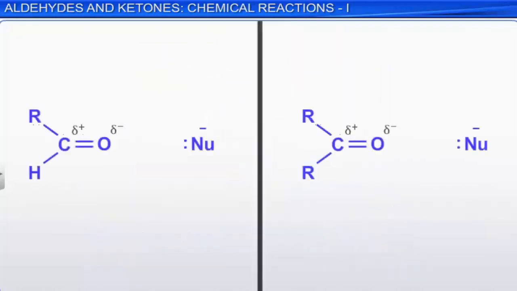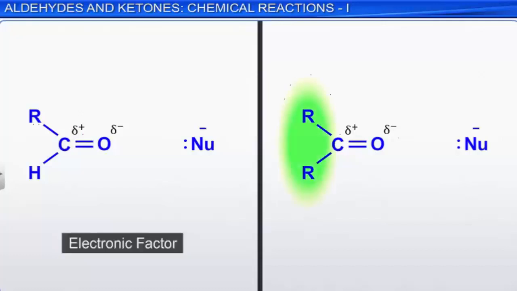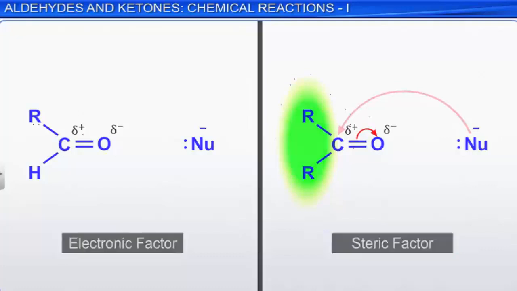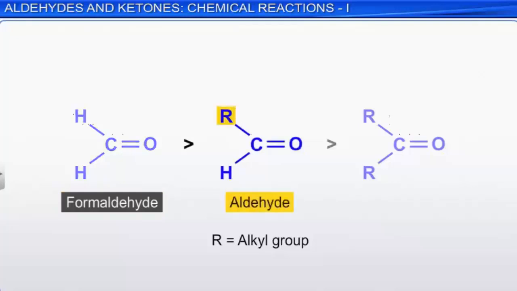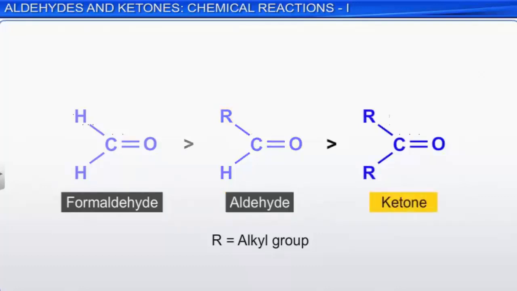The reactivity of the carbonyl group towards nucleophilic addition depends mainly upon the magnitude of the positive charge on the carbonyl carbon, that is, the electronic factor, and the extent of crowding around the carbonyl carbon atom in the transition state, that is, the steric factor. Based on these factors, the order of reactivity is: formaldehyde, without any alkyl group, is more reactive than other aldehydes with one alkyl group, which, in turn, are more reactive than ketones that contain two alkyl groups.